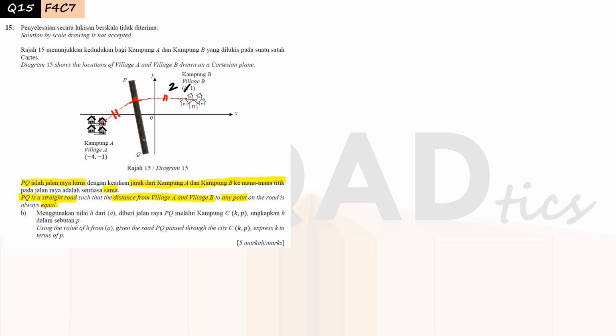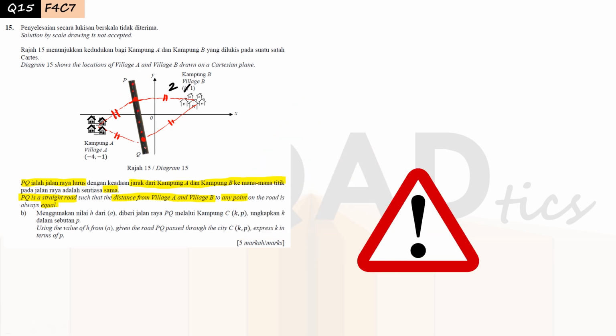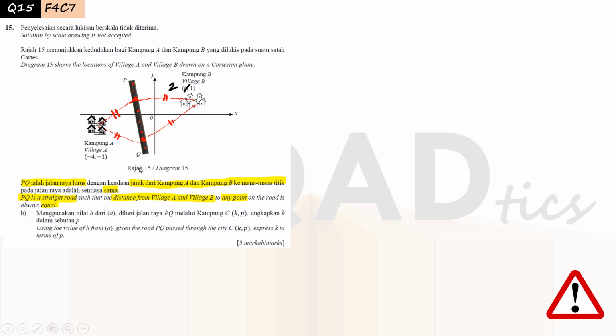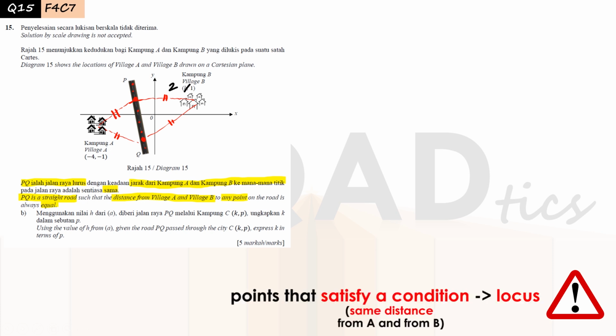So for example, this one, the distance of this red point to village A and the distance of this red point to village B is the same. So any point in this road, they will satisfy this condition. So in this chapter, we have learned that points which satisfy a condition are called the locus. Alright, so we can use the locus way to solve this question.